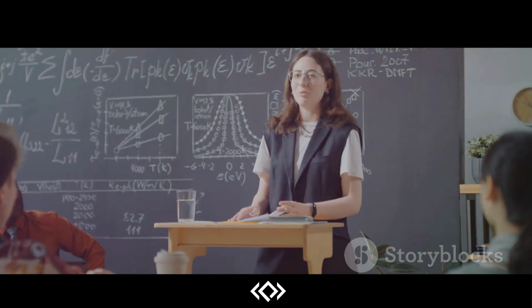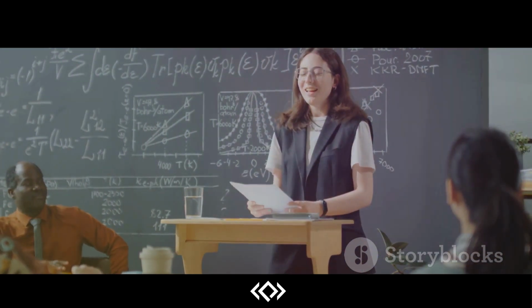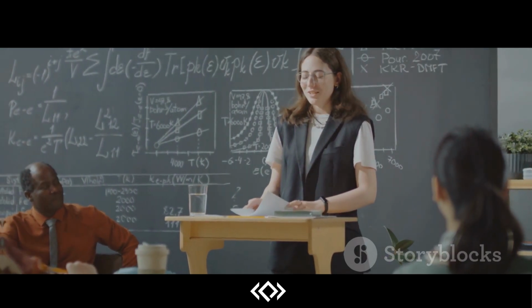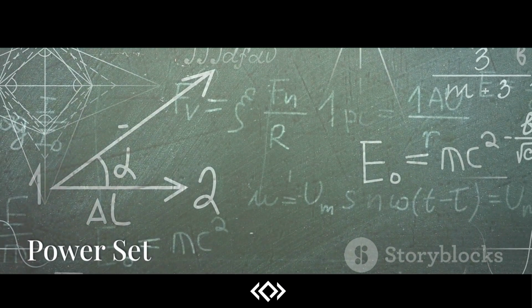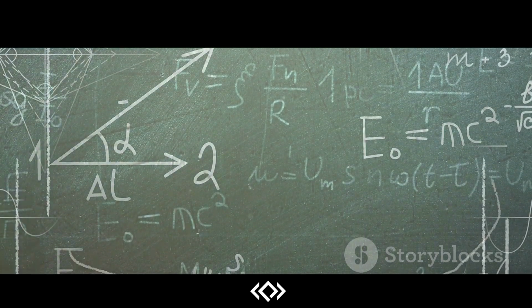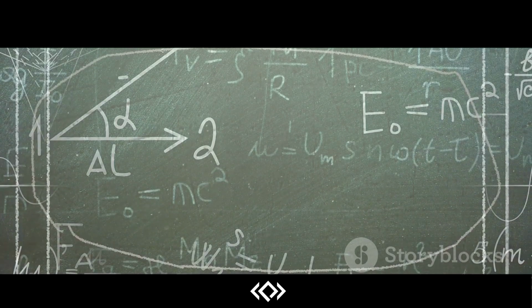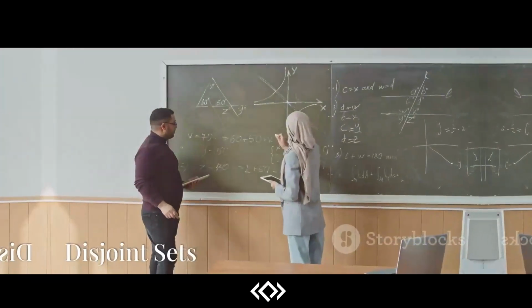The universal set contains all the objects under consideration for a particular discussion or problem. It is usually denoted by the symbol U. The power set of a given set is the set of all possible subsets of that set, including the empty set and the set itself. If the original set has n elements, the power set will have 2 to the power of n elements.